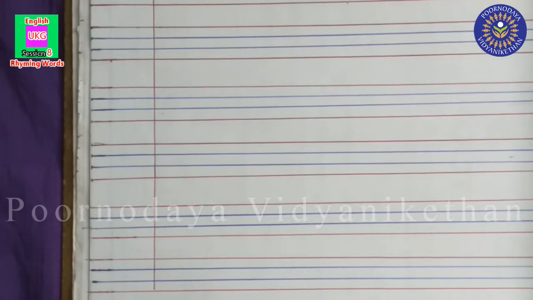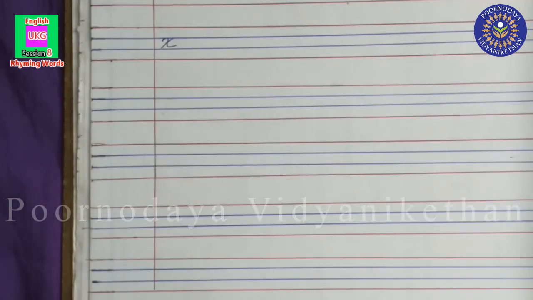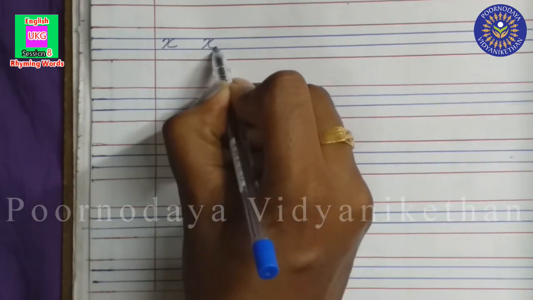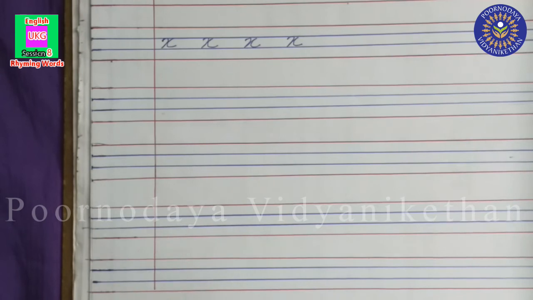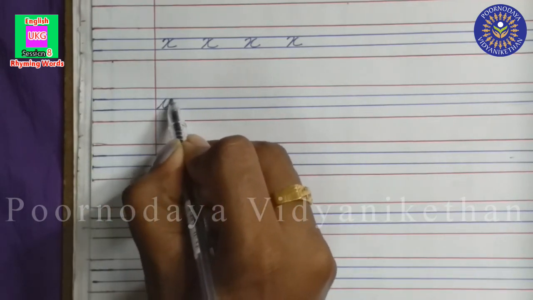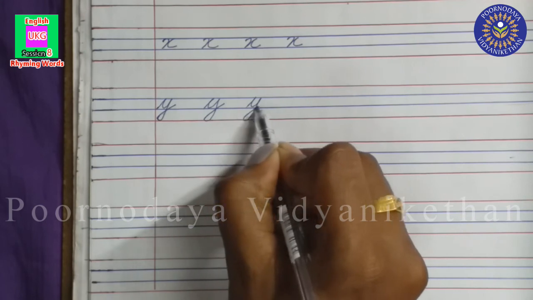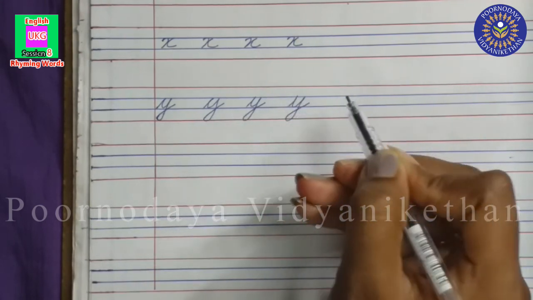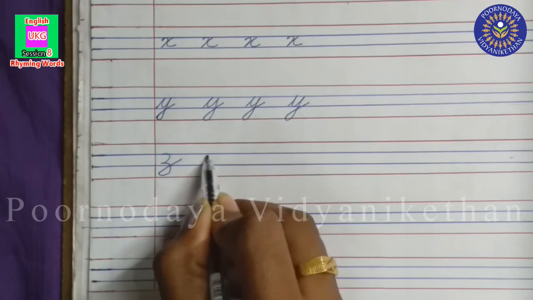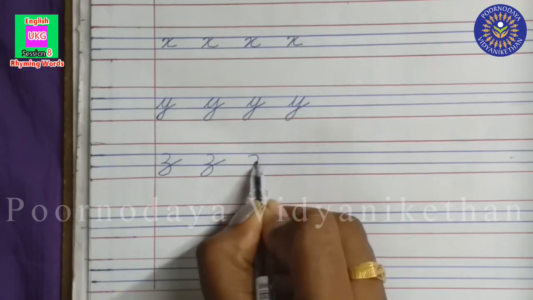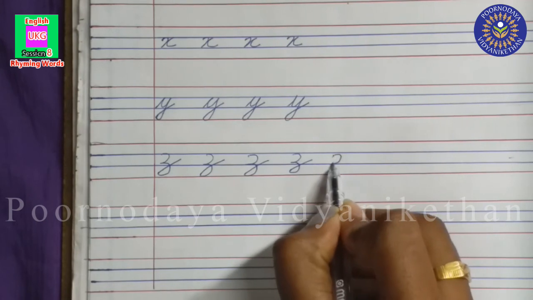Today, we are going to write the cursive letters. X. Can you see this, children? X. So what is this letter? X. Now we are going to write Y. Y. Now the last letter is Z. Z. What is this letter? Z.